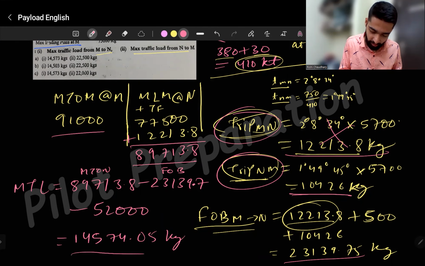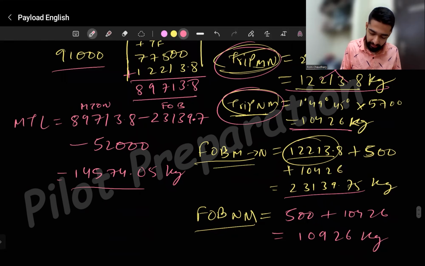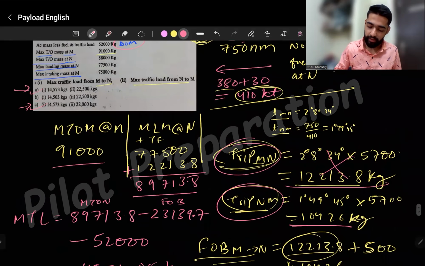So this is like exactly all three. So we got all the three correct. So my first answer is correct for sure because it is near to the value which is there. So either A is correct or C is correct. 14503 is incorrect. Now I need to find out the maximum traffic load from N to M.